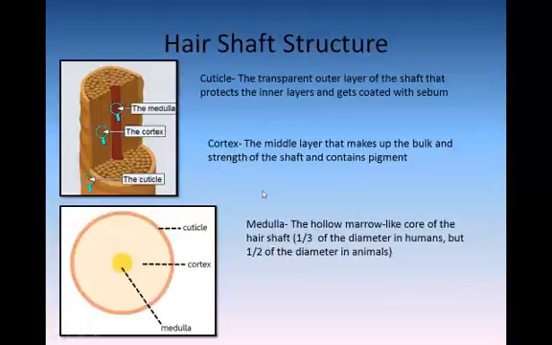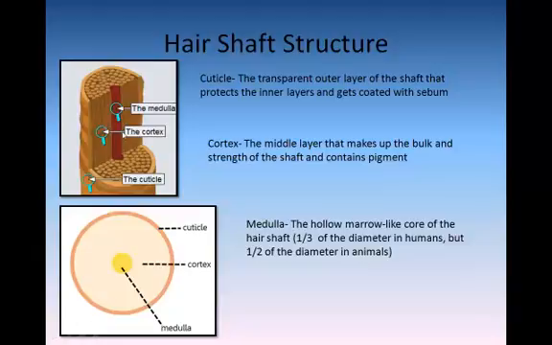The shaft is made of three parts: the cuticle, the cortex, and the medulla. The cuticle is the outer layer of the shaft that serves as protection. The shinier it is, the healthier the fur. The cortex is the middle layer that contains pigment. It determines the bulk and strength of fur. The hollow core of the shaft is the medulla. The medulla is larger in animal fur than in human hair, allowing fur to diffuse more light than hair.